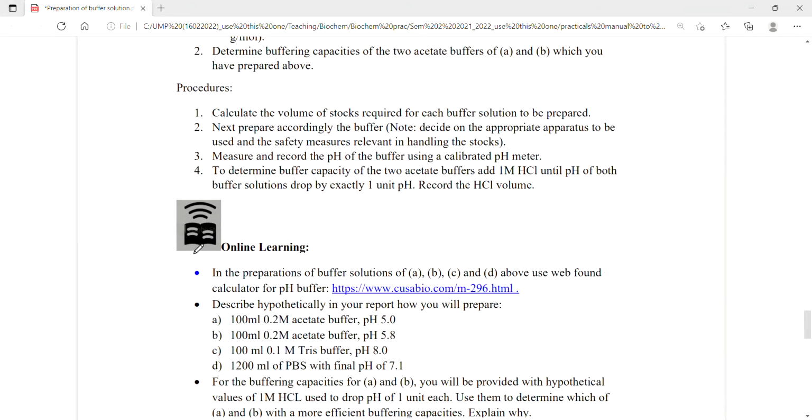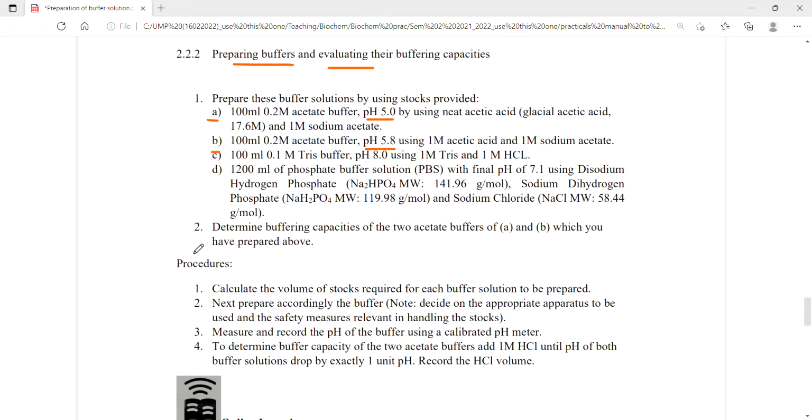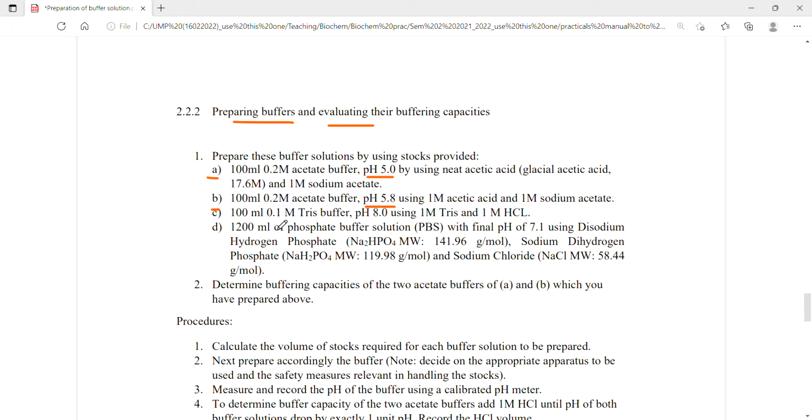Okay, and then you put in all the information and get how to prepare this acetate buffer at pH 5 and 5.8, and also the tris buffer. I also have given phosphate buffer solution. So all of this also comes with a mysterious challenge. I want to see whether you are able to meet my challenge within this A, B, C, D. So let's see how you answer it without contacting me.